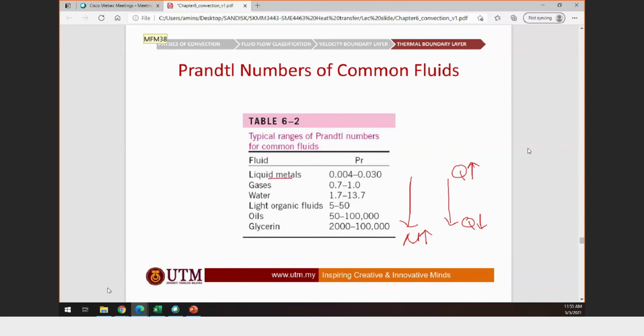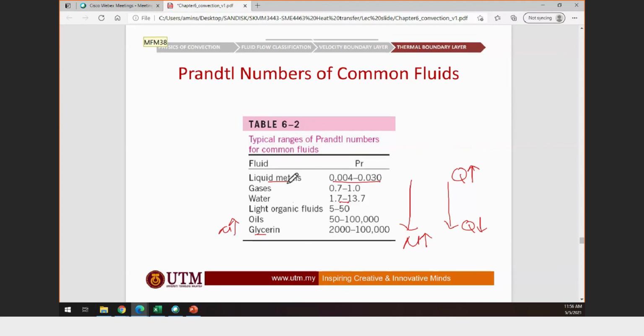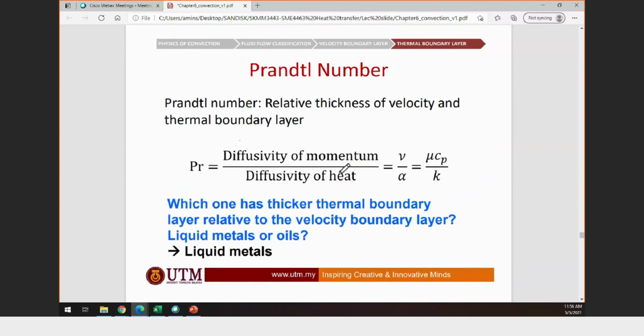What is a good example of liquid metals? Mercury, the liquid in your thermometer. So liquid metal will have a smaller Prandtl number. Gas will be nearly 0.7 to 1. Water is a bit larger, but oils, engine oil, glycerin are very thick. Very high viscosity fluids will have a larger Prandtl number. Meaning, the larger the viscosity, the less good it is in terms of heat transfer. So this is related to how we define the Prandtl number in order to calculate the convection heat transfer coefficient.